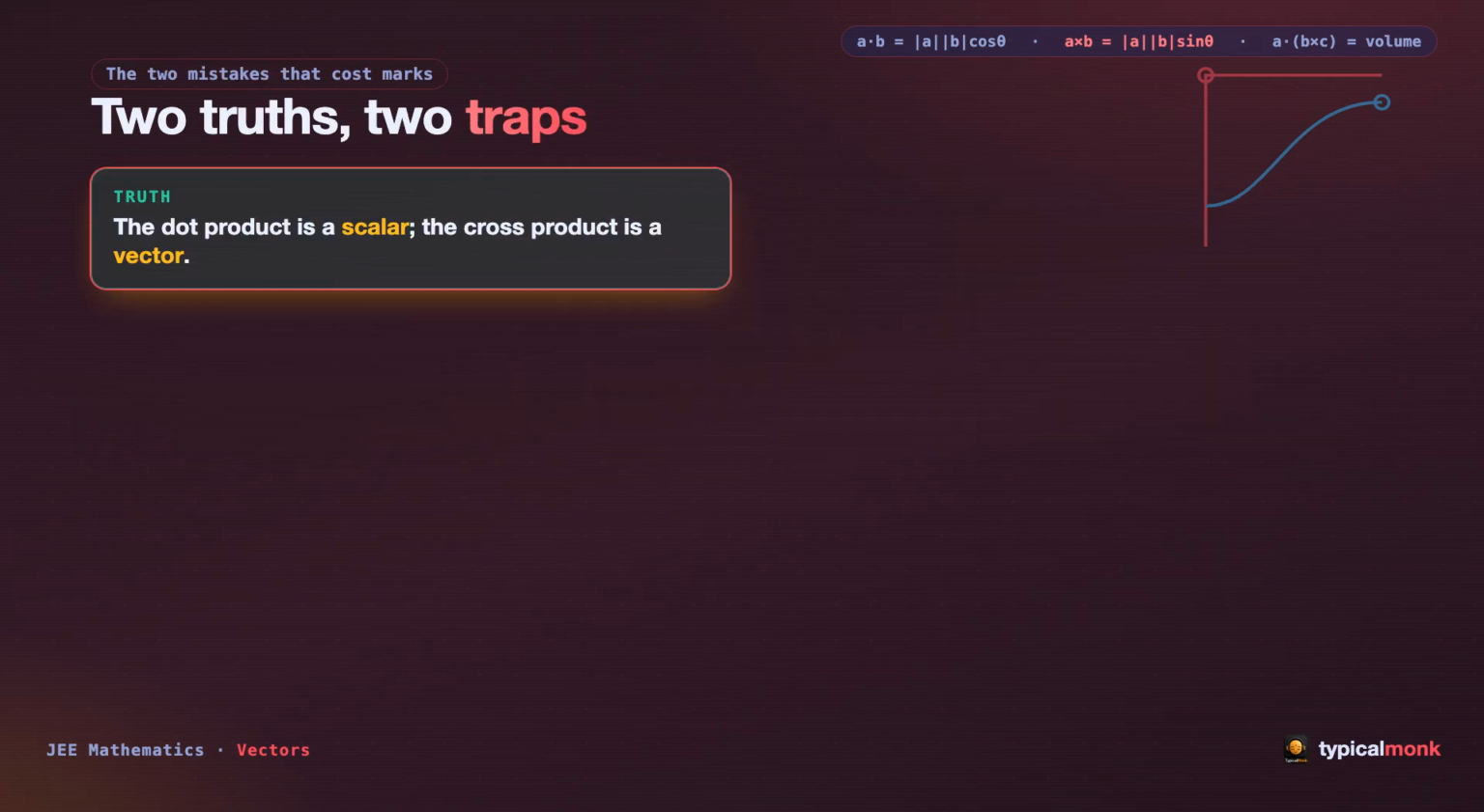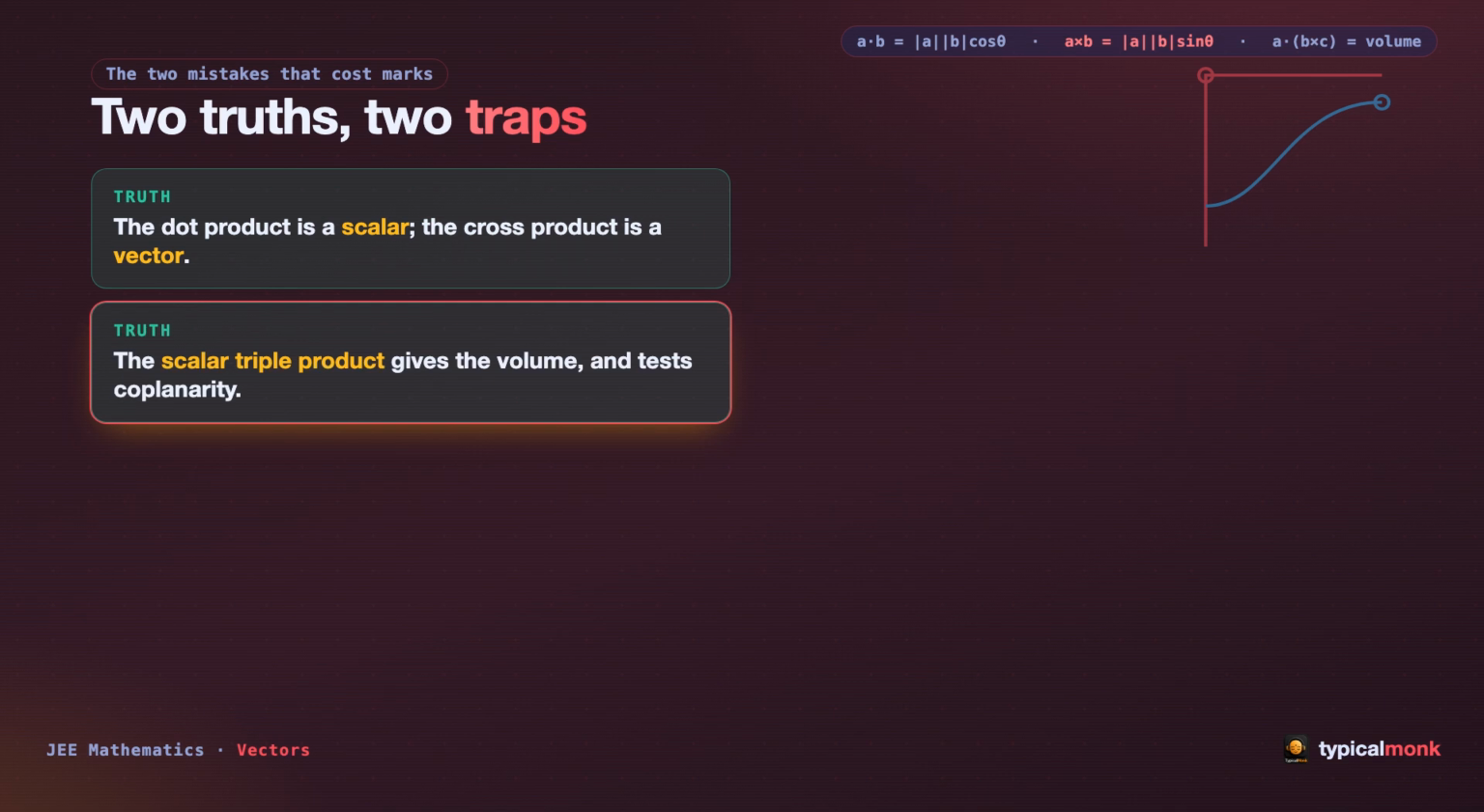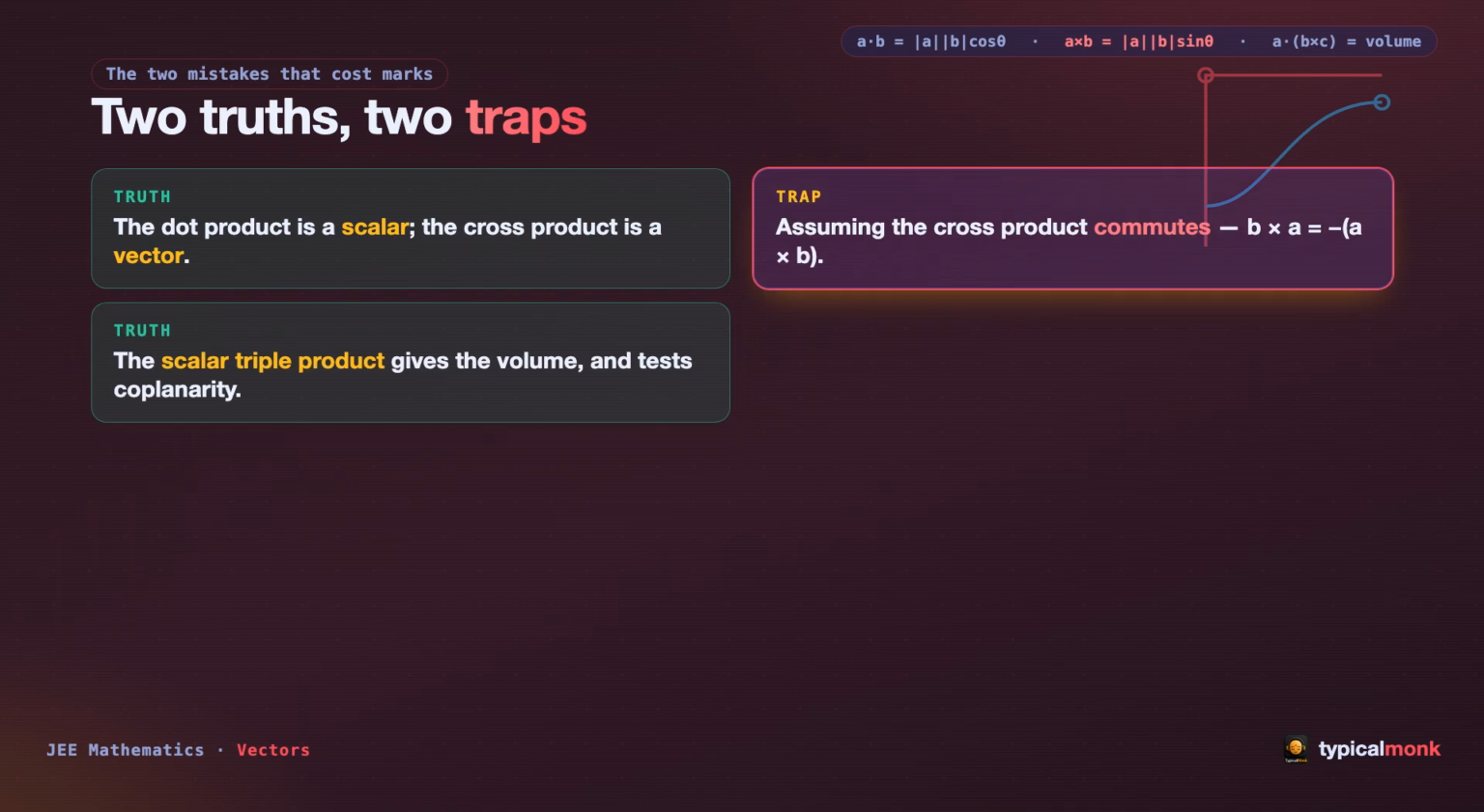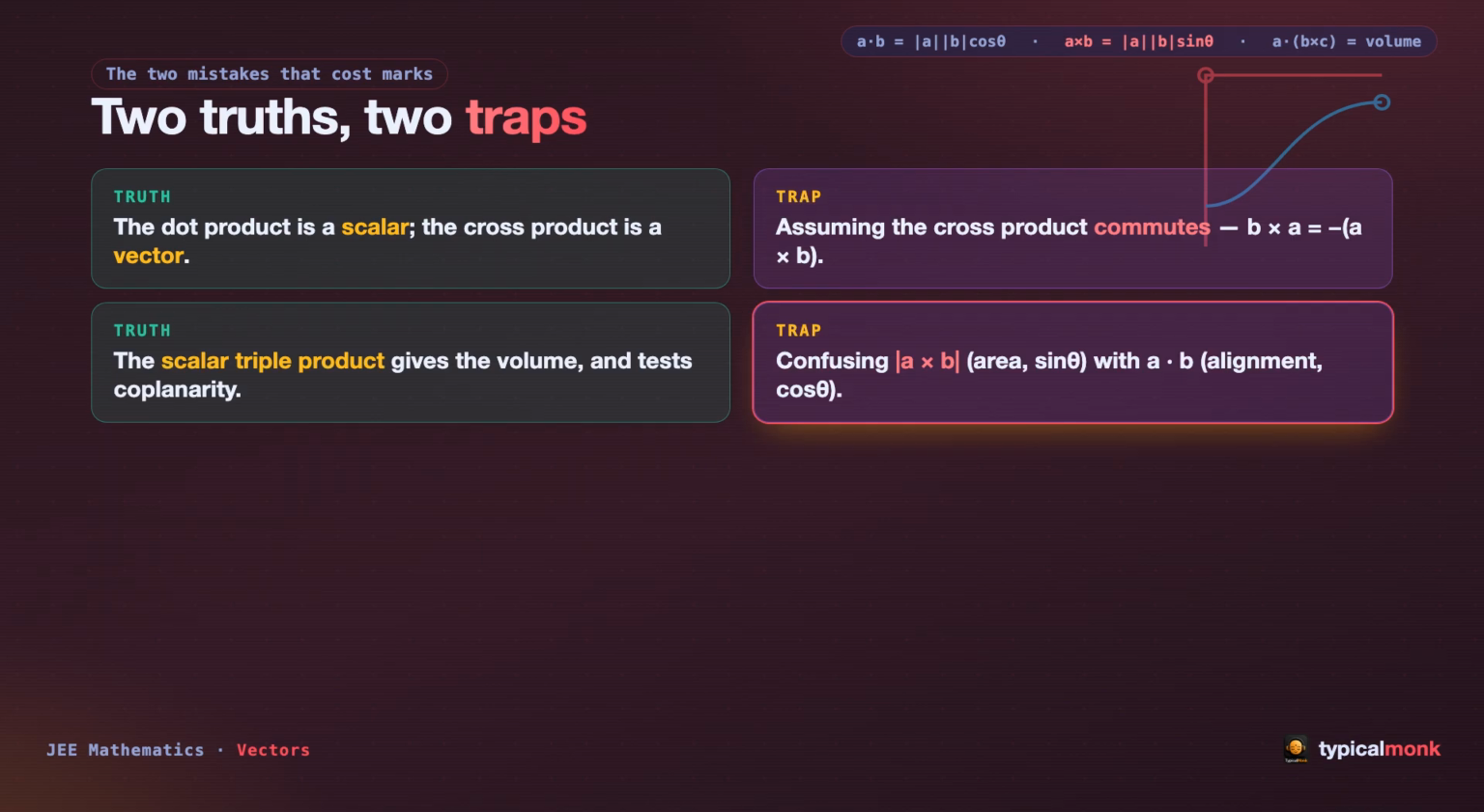Now the two mistakes that quietly cost marks. The truth: the dot product is a scalar. The cross product is a vector. The trap: assuming the cross product commutes. In fact, B cross A equals minus A cross B. The second truth: the scalar triple product gives a volume and tests for coplanarity. The second trap: confusing the magnitude of A cross B, which is an area with a sign, with A dot B, which is an alignment with a cosine.